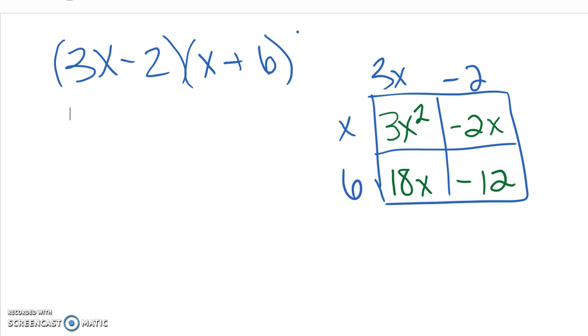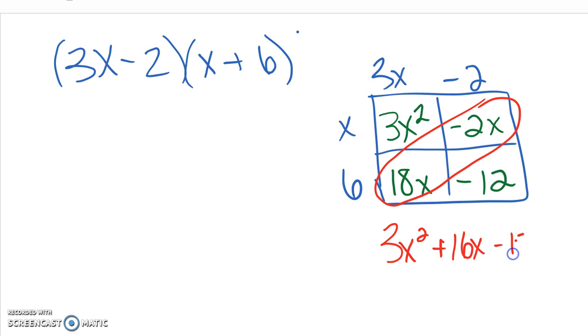Then to write your final answer, you would have 3x squared. That box goes first. You combine these boxes together. And then that last box goes last. So that's how you multiply to get to the quadratic in standard form.